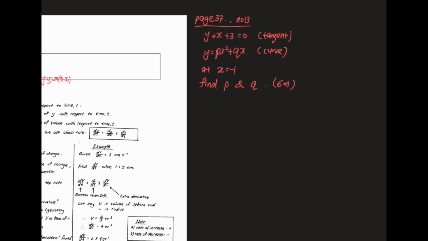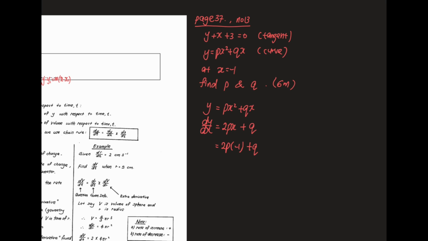First, if we follow the steps to find the equation of tangent, we have to differentiate the curve. Don't differentiate the equation of tangent. Differentiate the curve. So you get 2px plus q. Okay. Then after that, the second step is we substitute the x coordinate inside. The x coordinate given is -1.